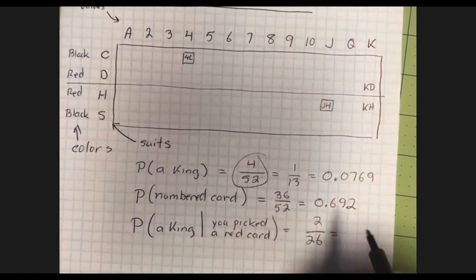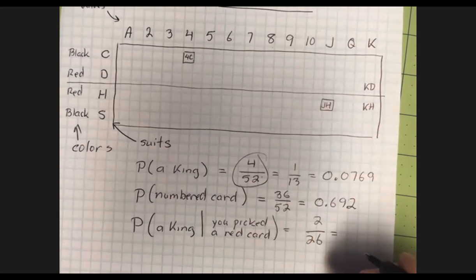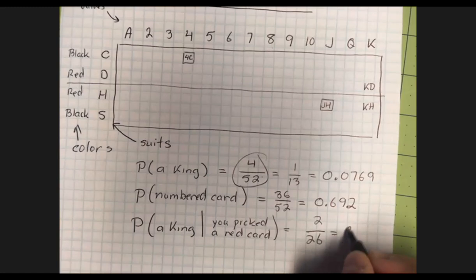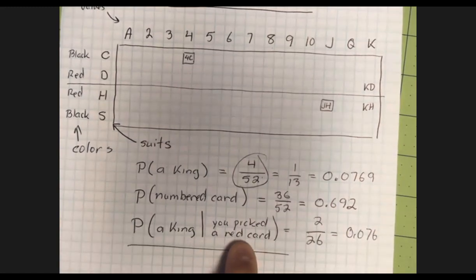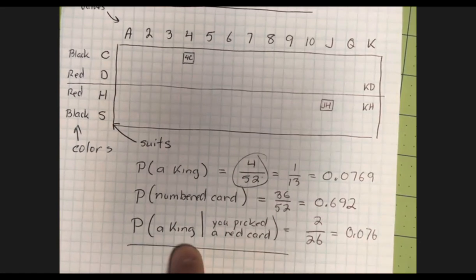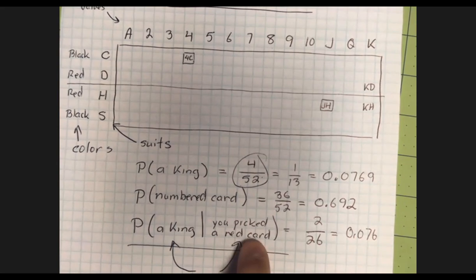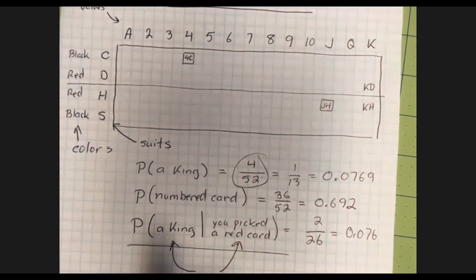2 kings out of 26. But do you understand 2 out of 26 is 1 out of 13? And what's 2 out of 26? It's still 0.076. Do you know what? It didn't matter that you picked a red card. That doesn't help you. And it doesn't hurt you. And when that happens, that knowing one event does not change the probability of the other event, then these events are called independent events.